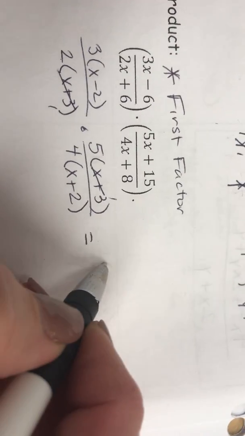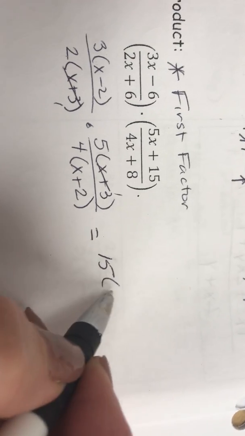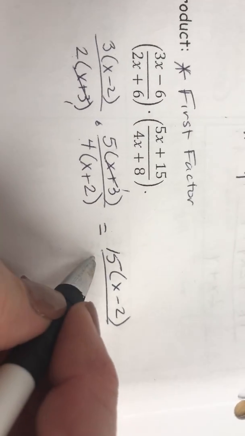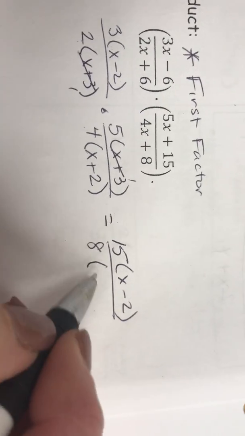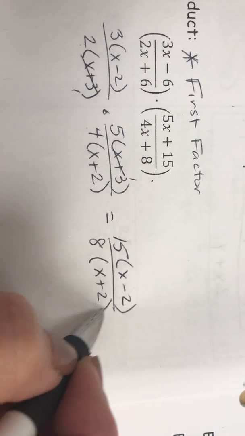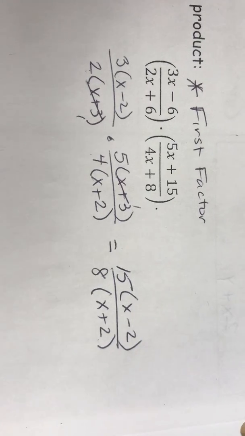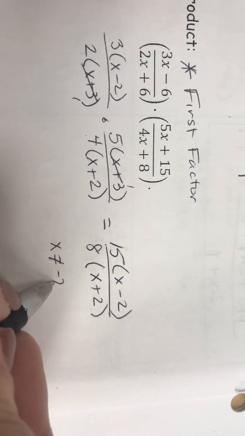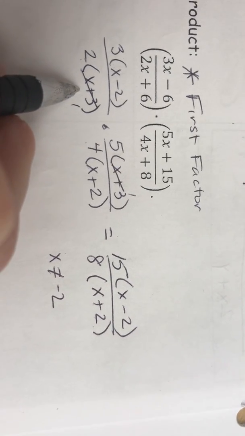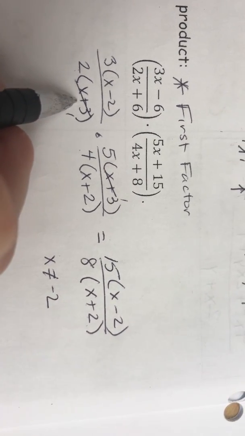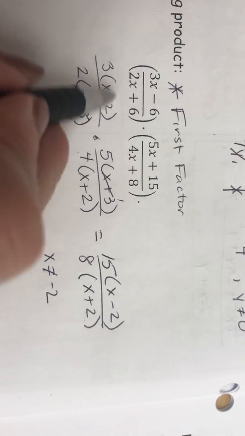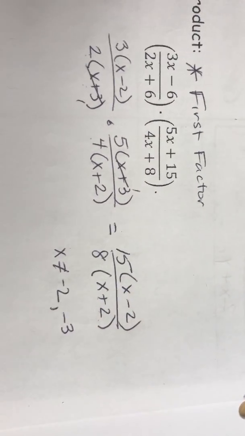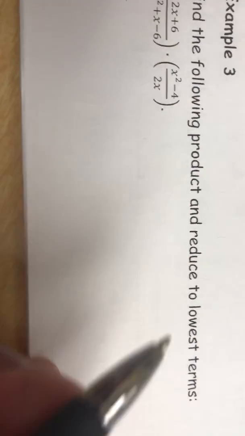Multiply your monomials, 15, bring over your binomial, locked in. Multiply your monomials, 8, and bring over your binomial. Okay, the only other thing to mention is that x could not equal negative 2 from this, but also over here, if it was negative 3, this whole fraction would not have been able to be done. So we have to mention negative 3 as well. Okay, next one.